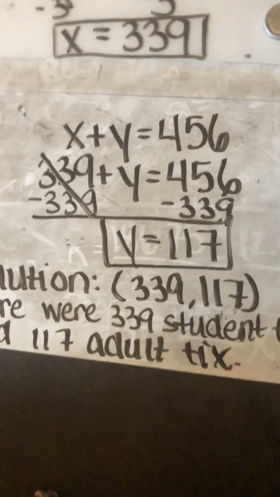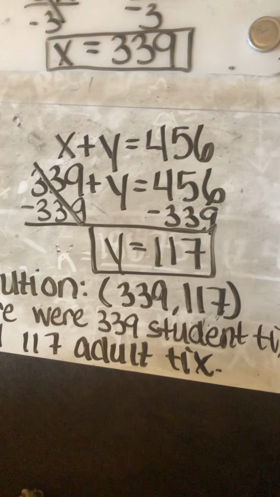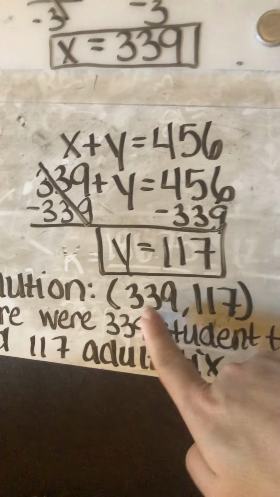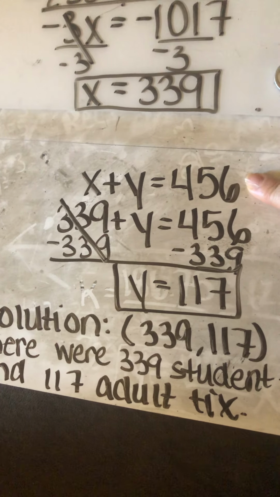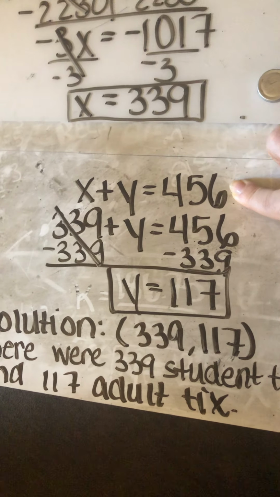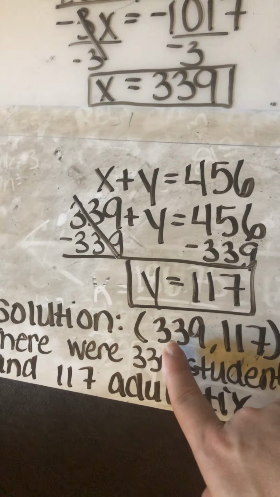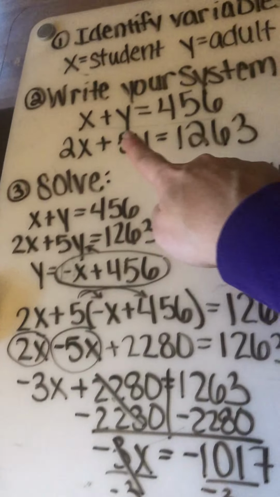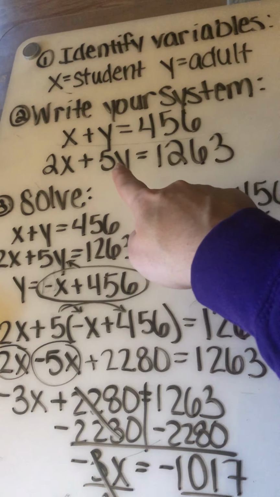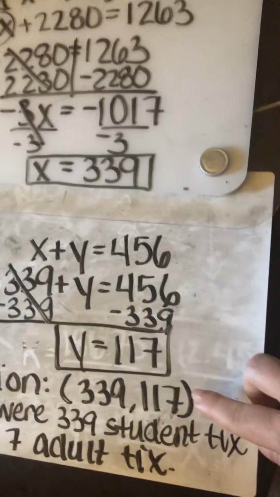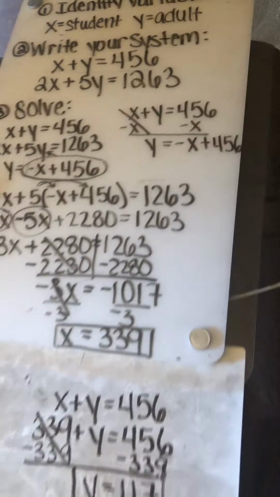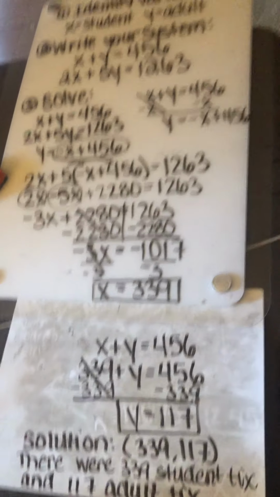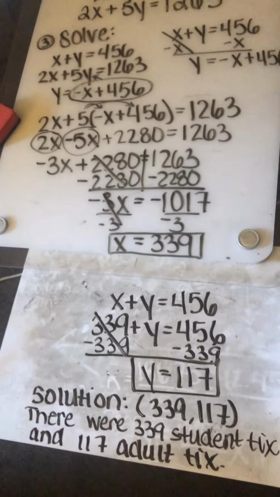Okay. A quick check just to make sure that you know that this answer makes sense. I would take 339 and 117 and make sure that they add to 456. I also would check that if I multiply the student tickets by $2 and the adult tickets by $5, that it also adds to $12.63. That's always a good way to just check to make sure your answer is correct, okay?